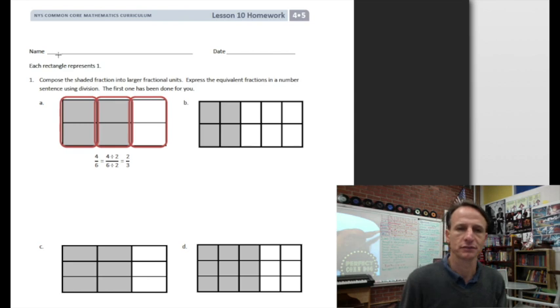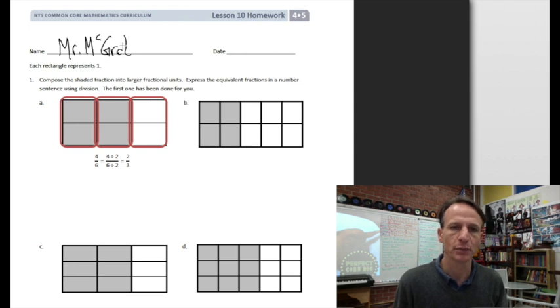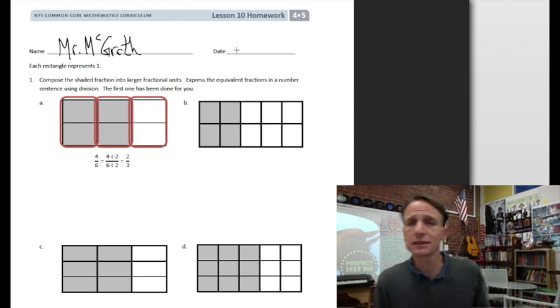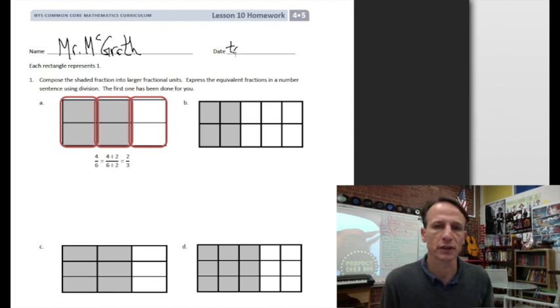Let us start by putting our name at the top of the paper, so when you turn in your homework, you get due credit. I'll put my name, you put yours, and today's date. You write the actual date. All right, today. All right, instructions.